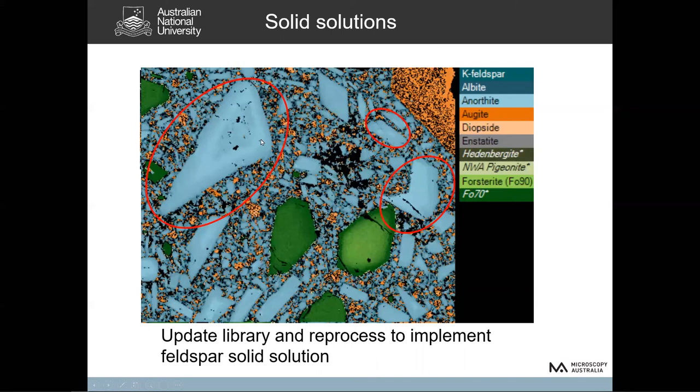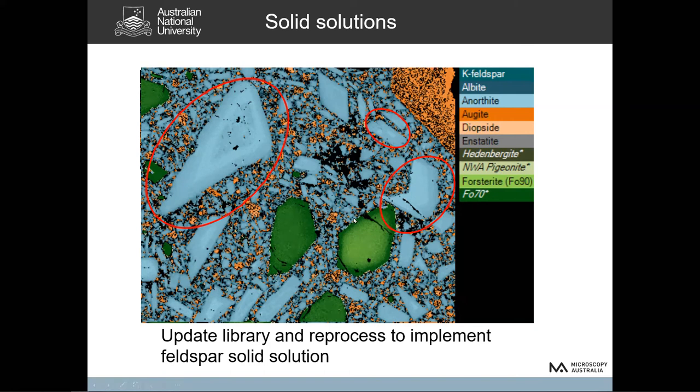So we can see that the brighter regions are anorthite, and as we go to the darker regions, we're mixing in some albite. So the color that's picked is basically a mix of colors between the two end members. Okay, so you can actually see zoning in your crystal. That may be important because it may tell you something about the history of that particular crystal.